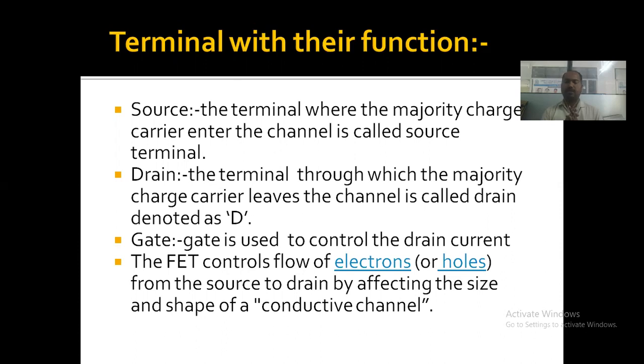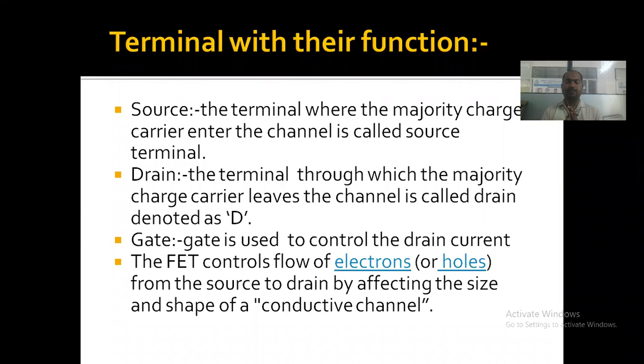See, when we look at the N channel FET, current conduction takes place due to the electron. In case of P channel, current conduction takes place due to the holes. This is the thing with respect to the field effect transistor. See, gate is used to control the drain current.